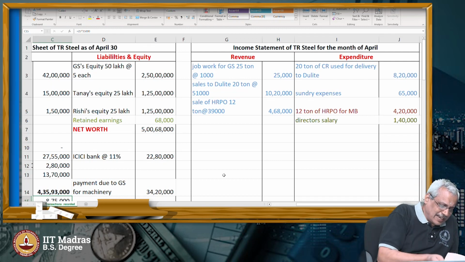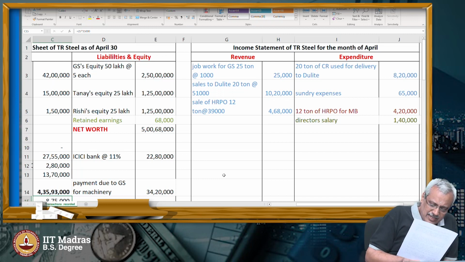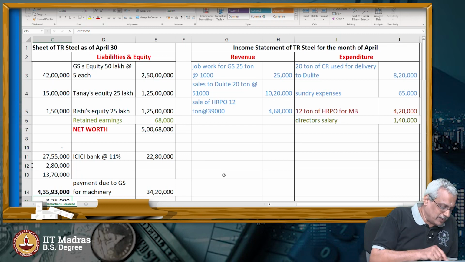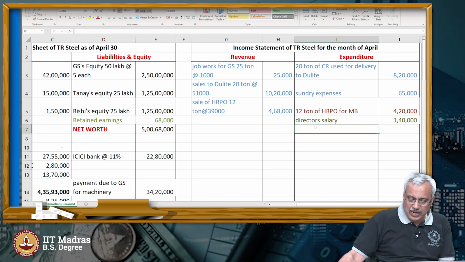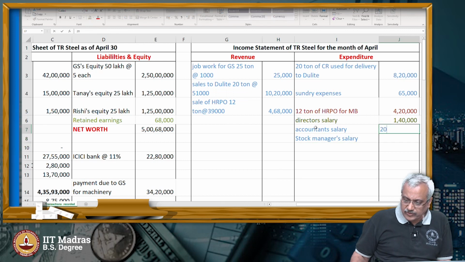It also said paid salaries to all the employees. Let us look at this. The 4 employees for manual labor were paid in cash. That means the rest of all were paid through bank account. Let us read who are the employees out there. An accountant and a stock manager were transferred at the monthly salary of 20,000 each. So accountant's salary, stock manager's salary at 20,000 each.